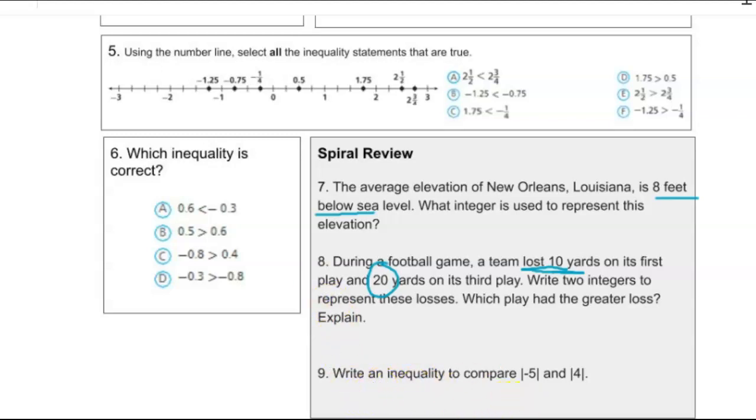And then you're going to write an inequality to compare the absolute value of -5 and the absolute value of 4. First, solve the absolute value and then tell me if they're less than or greater than. And that's what you need to do. Remember, if you need to stop it and go back and replay something, make sure you are doing that.